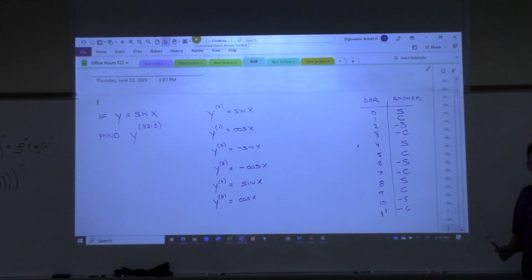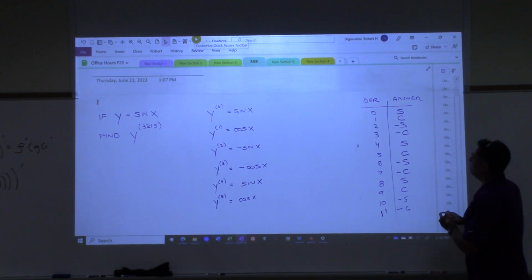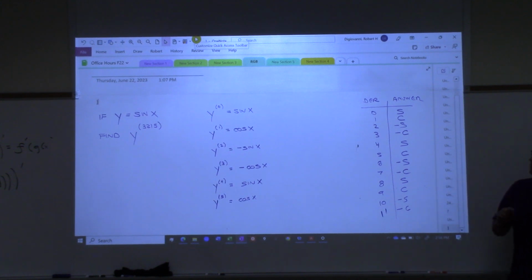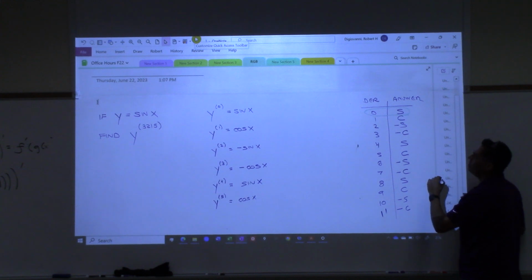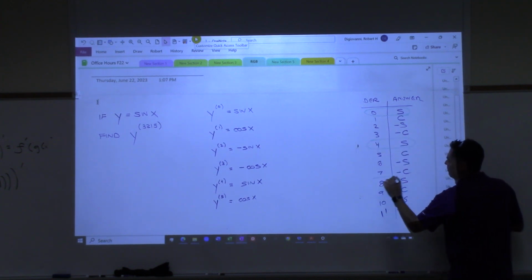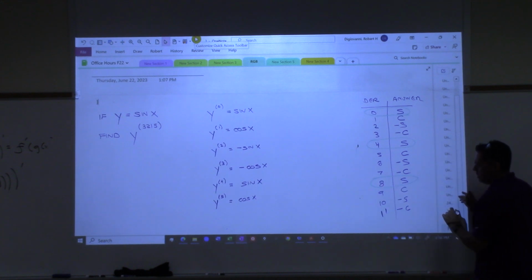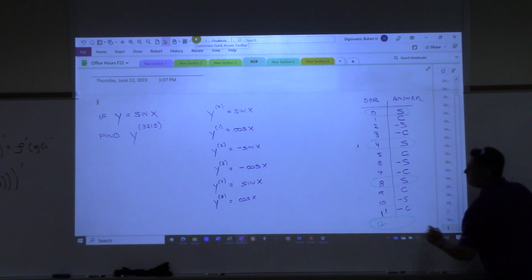So every fourth one, right? So what I'm going to do here is look at where I get sine from. I get sine when I have the zeroth derivative, right? I have sine when I have the fourth derivative. I have sine when I have the eighth derivative. And I have sine again where? Where would it be? 12th derivative, right?